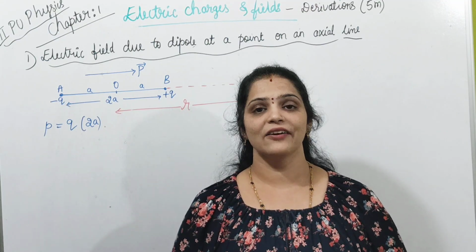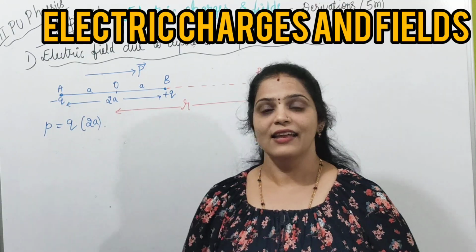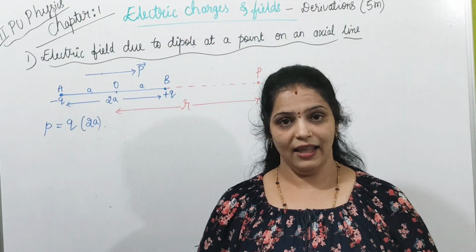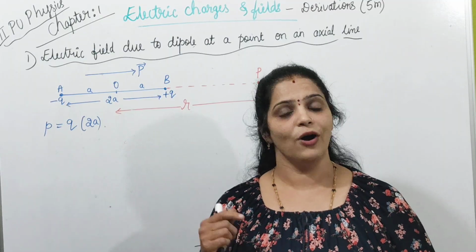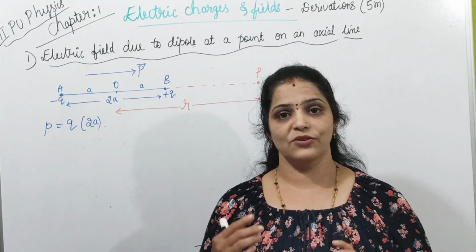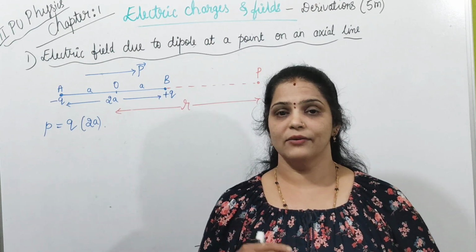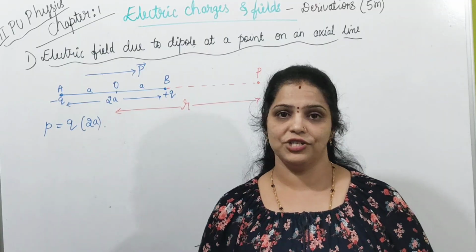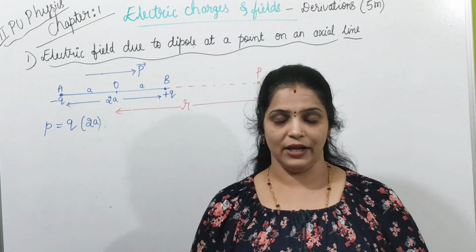Today we are going to discuss derivations of second PU Physics chapter 1, that is electric charges and fields. Yes, there are 5 derivations asked for 5 marks. So the first one is electric field due to dipole on an axial line and electric field due to dipole on an equatorial line. So both these derivations are important. And the next one is application of Gauss law. There are 3 applications of Gauss law. We need to derive the relation for electric field due to thin charged wire, thin plane sheet and thin spherical shell. So let us derive all these 5, one by one.